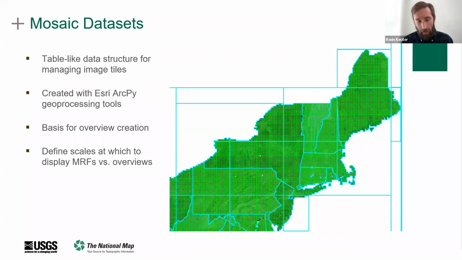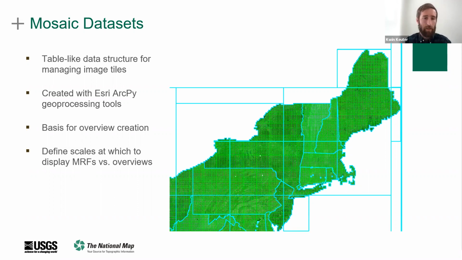So now we're in the EC2 based part of the process. We've got all of our data converted to MRF. It's being stored in S3 for as cheap as it can possibly be. And now we're going to get ready to stitch all of that imagery together and make it publicly accessible through ArcGIS Image Server. One key concept here is the Mosaic dataset, which is an Esri data structure. It's basically like a table that contains all of your image tiles, whether they're MRFs or overviews, which we'll talk about next. It defines all the different scales at which those MRFs or overviews will be displayed, and it's also the basis for creating overviews.